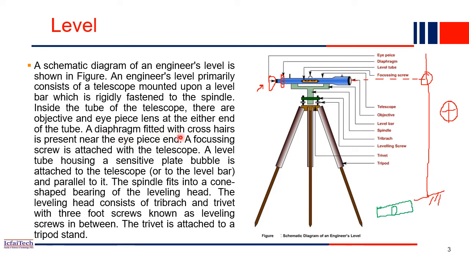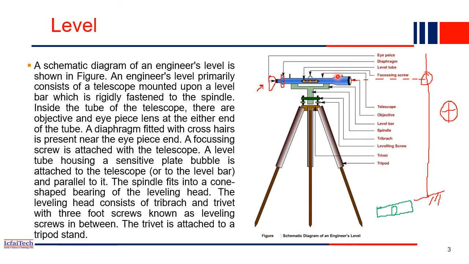A diaphragm is fitted, as I mentioned. The diaphragm will be here with a crosshair, this type of crosshair at this portion, near the eyepiece end. A focusing screw is attached to the telescope. So here you have the focusing screw. Basically, inside you have the lenses, so we have to focus it. Otherwise, the reading will be blurry, and we cannot take the reading.